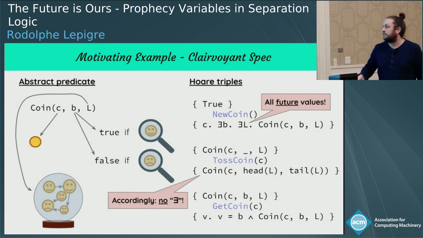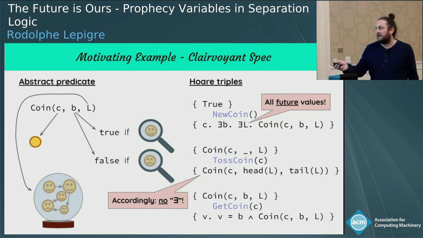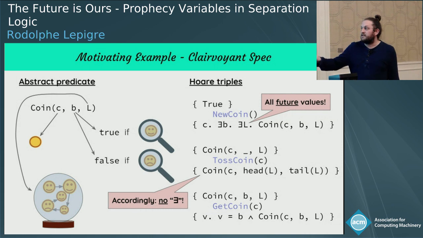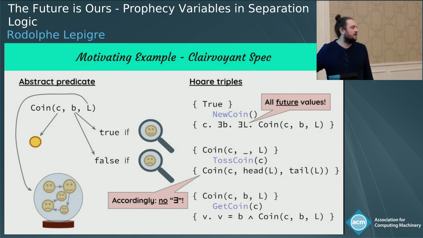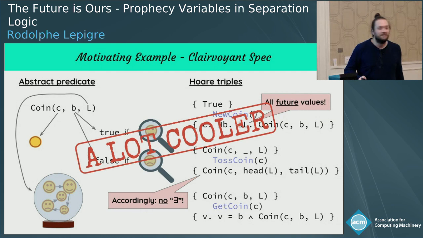And accordingly, in TossCoin, now we don't have any existential quantifier anymore because, well, all the values are already known. They're stored in the list L, so we just need to access the value. A note here also that in the postcondition, we implicitly learn that the list L could not have been empty because it should have a head and a tail. Okay, so I hope you agree that this specification is a lot cooler.